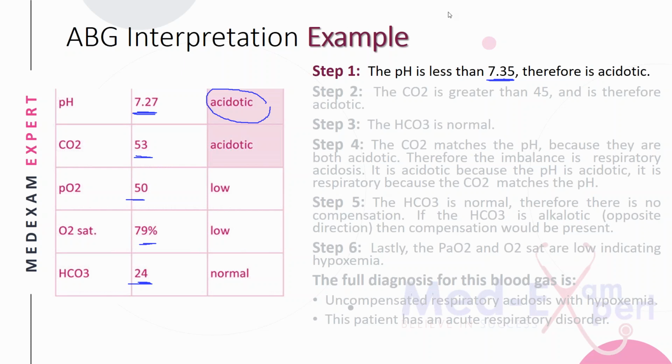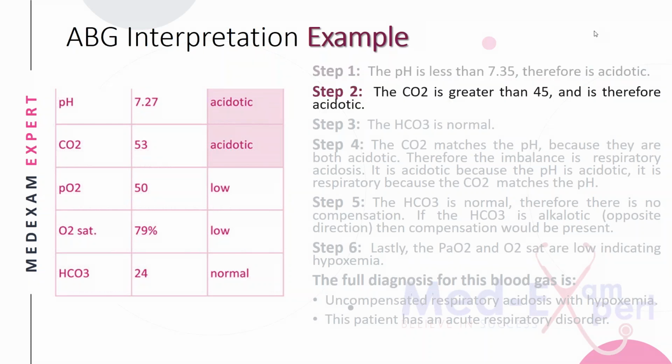So here is my first step. I'm going to mention the pH, which is 7.27, much less than 7.35. Therefore, my first note will be that I have an acidotic pH. Okay? So I'm going to go for this step.